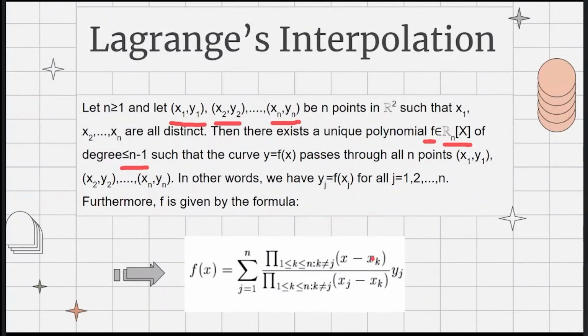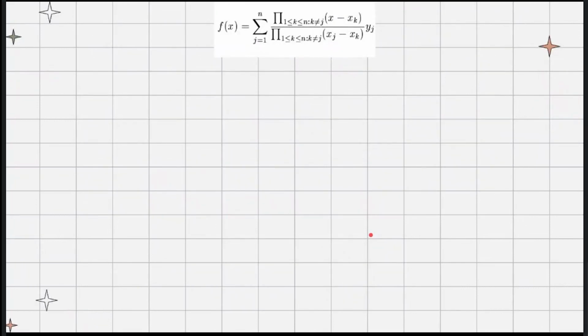Now, this might look very daunting and scary, but let me just break down this formula for you and how it looks.